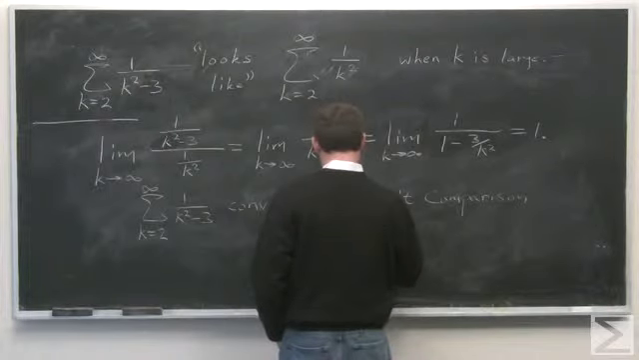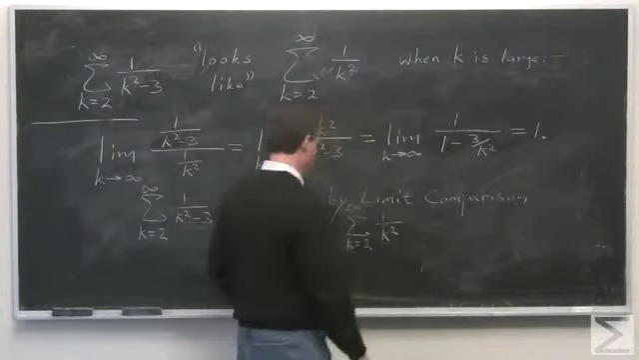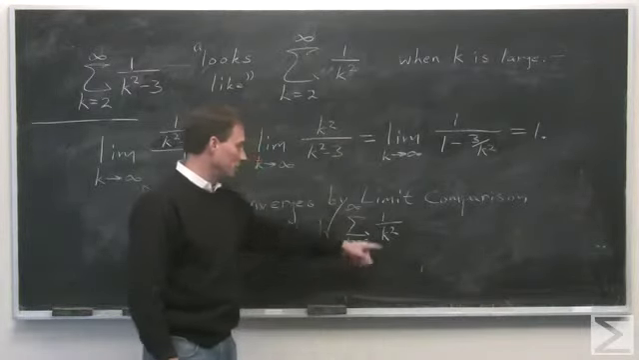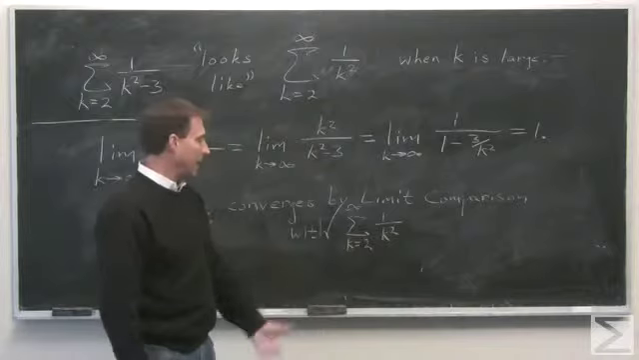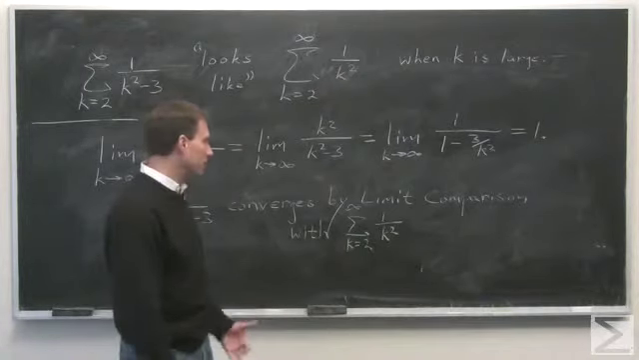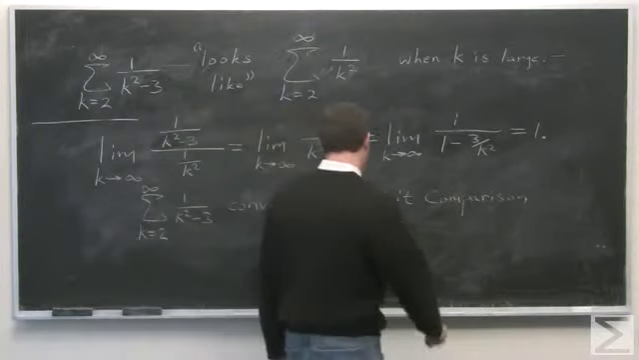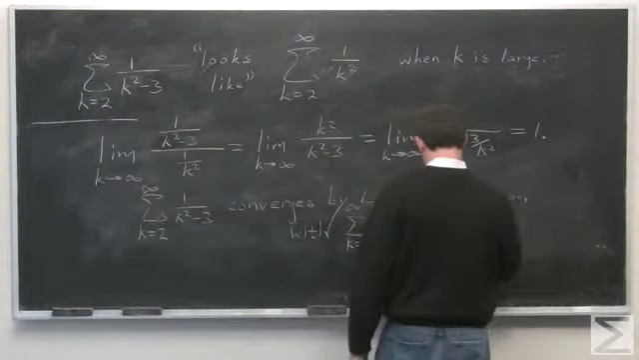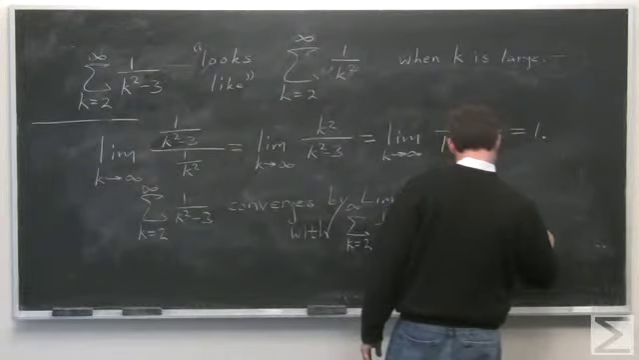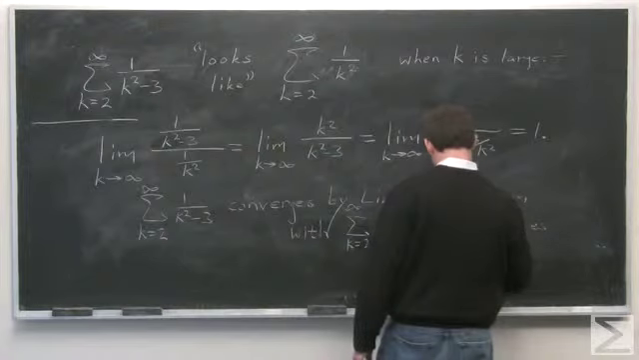with this series, which, by the way, doesn't start at k equals 1, but you still call it a p-series because, well, it's just 1 over k to the p. And we know that leaving off the first finite number of terms doesn't affect convergence or divergence, but which converges by the p-series test.